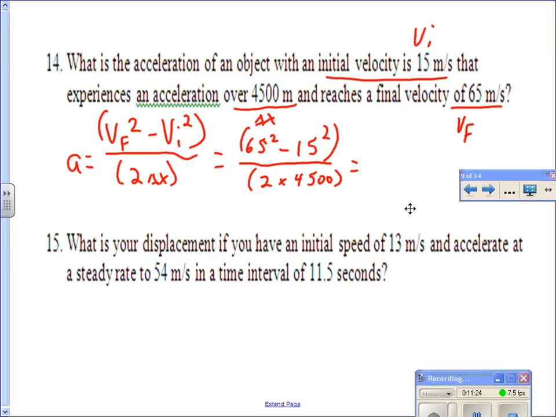And the answer is 0.44 meters per second squared. If you're not using parentheses, you won't get the right answer.